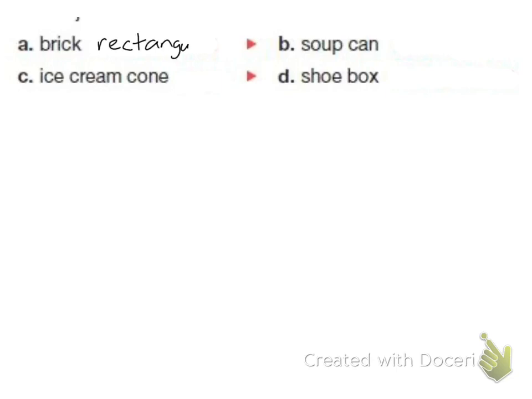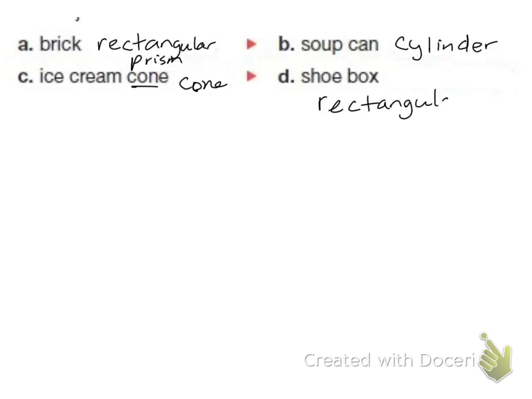Okay. A soup can is the same as a cylinder. An ice cream cone is a cone. That's why we call it a cone. And a shoebox is called a rectangular prism. Also, we can also call it a rectangular solid. Okay, either one is fine.